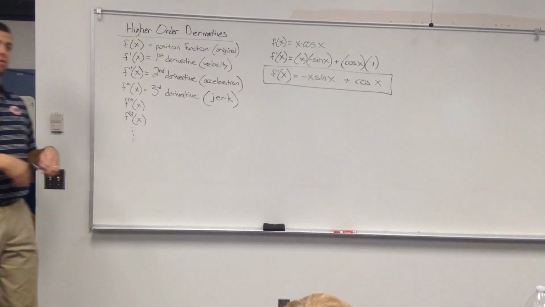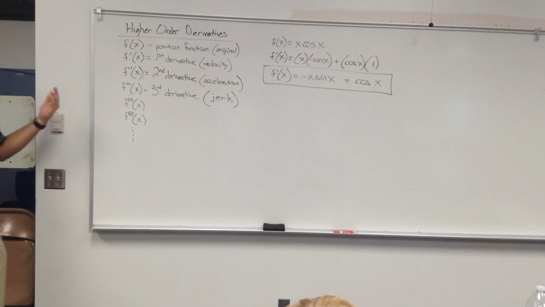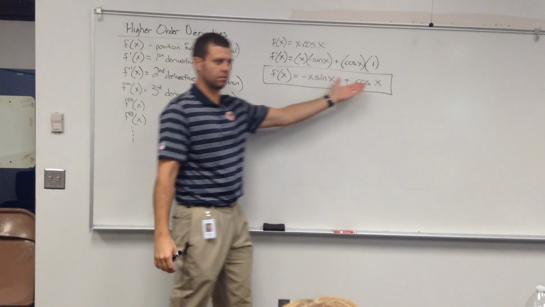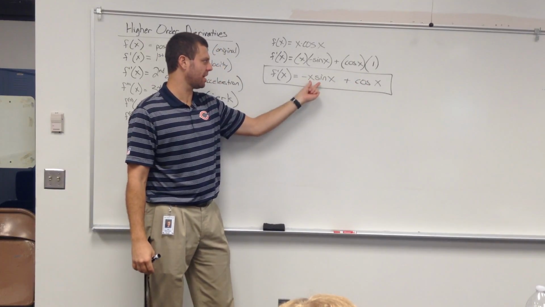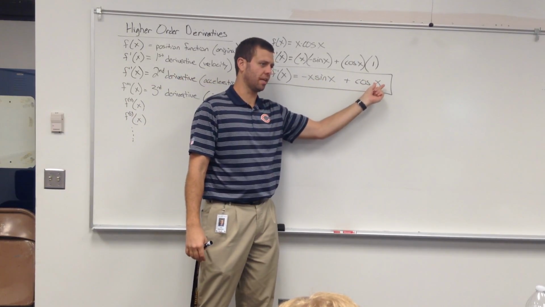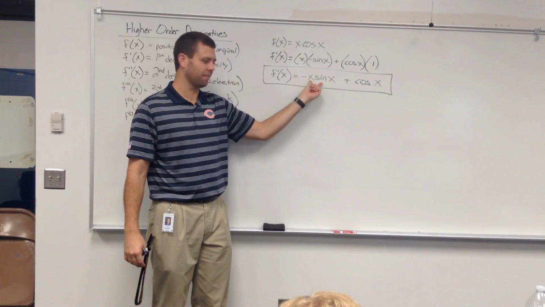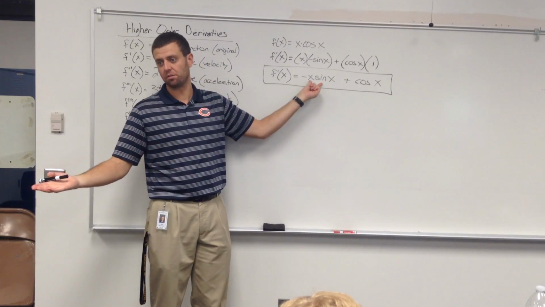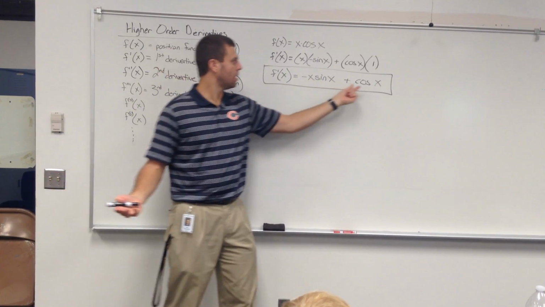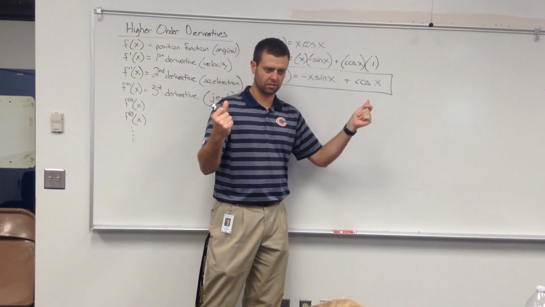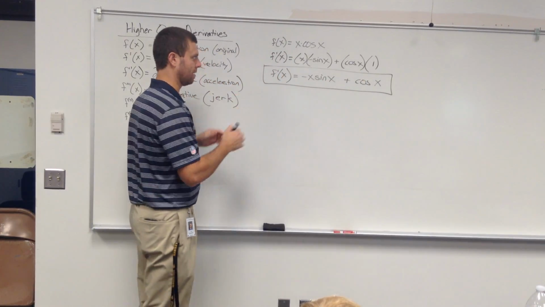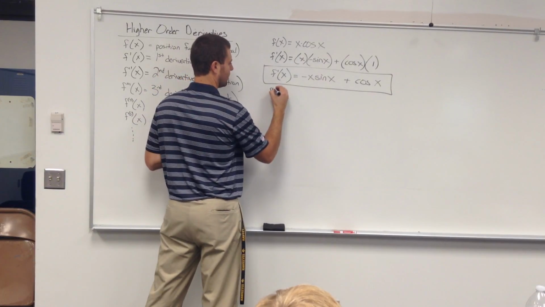But if I want to know then the second derivative, I'm going to take the derivative of this. This has two separate terms. It's got a negative x sine x, and it's just got cosine x. To do the derivative of negative x sine x, you're going to again need to do the product rule. But to do the derivative of this, it's just simply negative sine x. But let's make sure we don't forget about it.